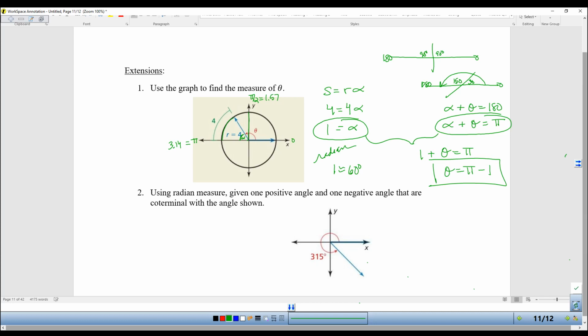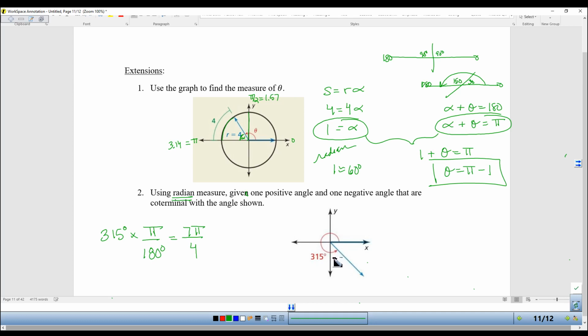Using radian measure, give one positive angle and one negative angle that are coterminal with the angle shown. So I have 315, but they want us to use radian measure. So this is no problem. I can convert it. 315 is in degrees. So I multiply by pi, and I divide by 180. And that reduces to 7 pi over 4. So this is now 7 pi over 4.